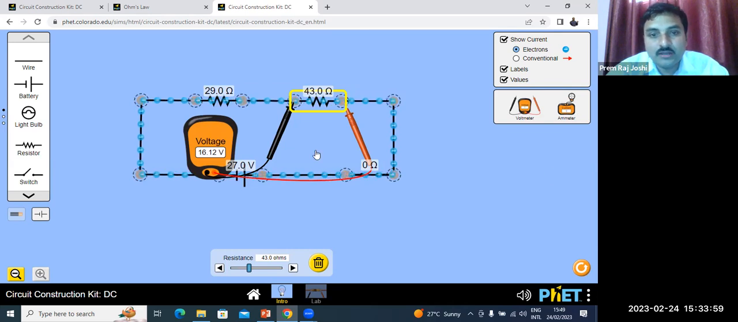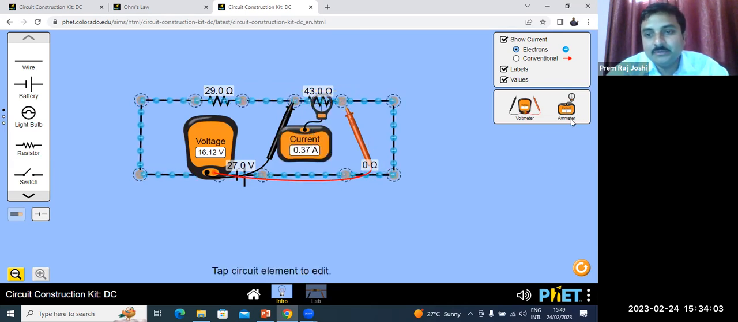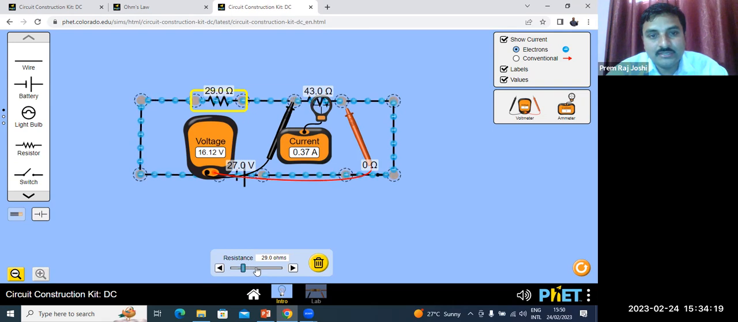Similarly, in case of the current also, I'm just taking the ammeter. This is the ammeter. If I want to find the current, I just put this ammeter over here and it is now showing 0.37 ampere, right? So similarly, if we increase the resistance, what is the variation in the value of the voltage and what is the variation in the value of the current? We can demonstrate in this way. So we can take three resistors, four resistors, and we can change the values simultaneously. And so many kinds of interactive things we can do.